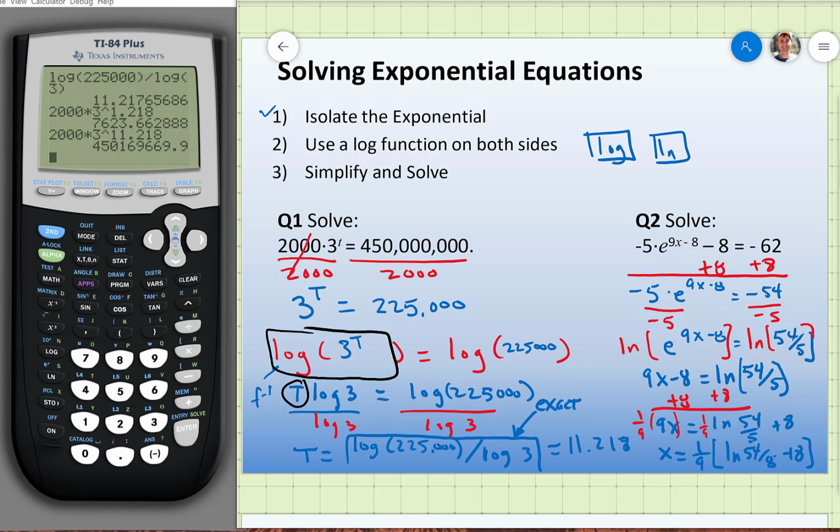And also, we could run that into the calculator and see if we need a rounded answer for some reason. But again, a lot of times with the algebraic approach, we're going to want the exact solution, and that's it. Let's take a look at a couple more examples.